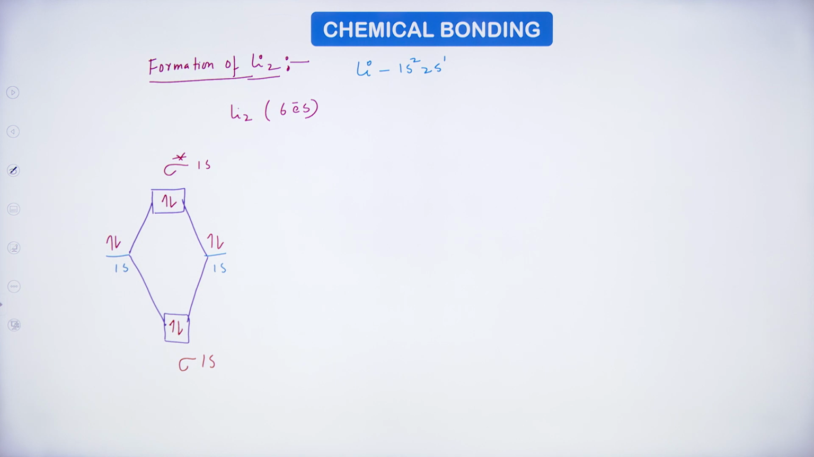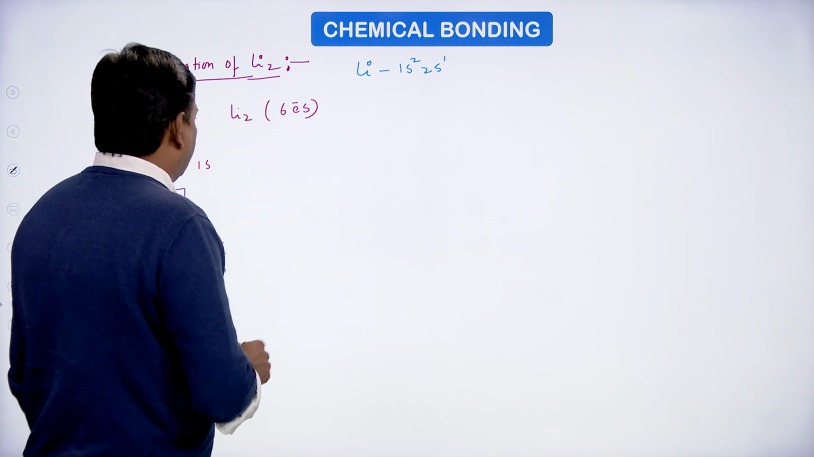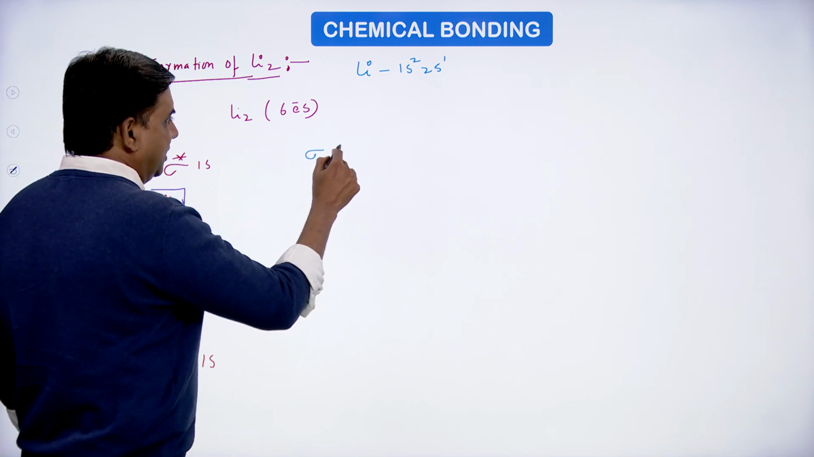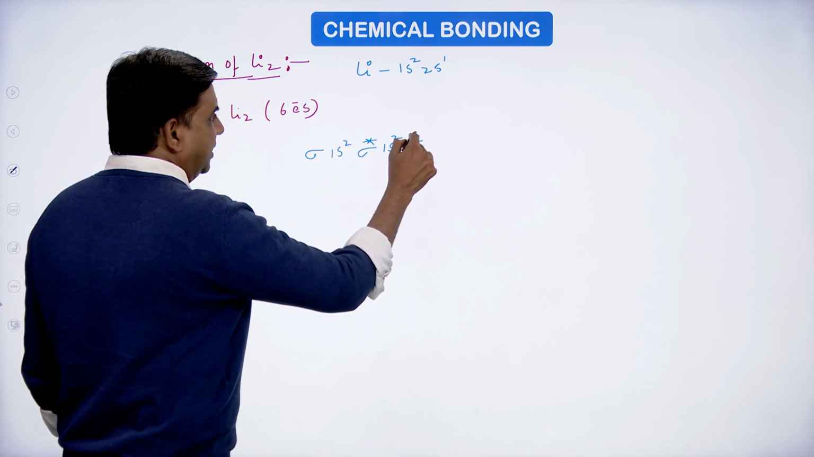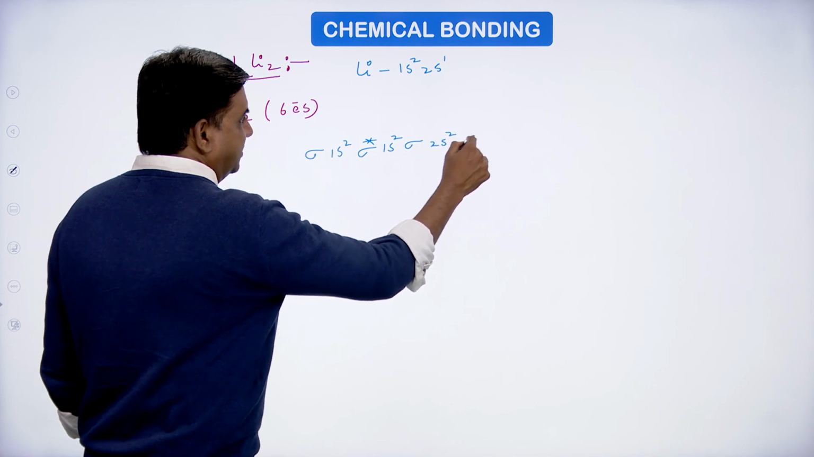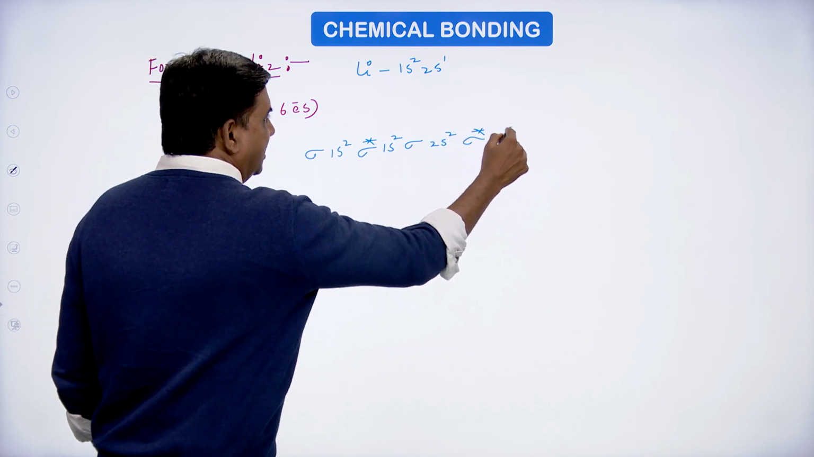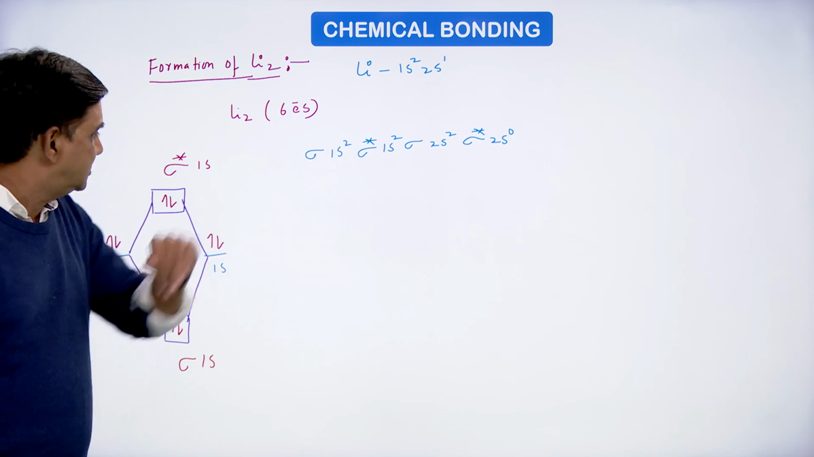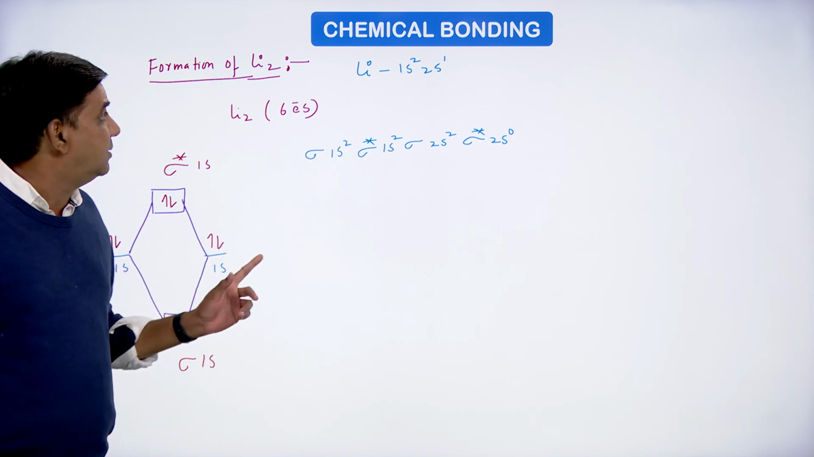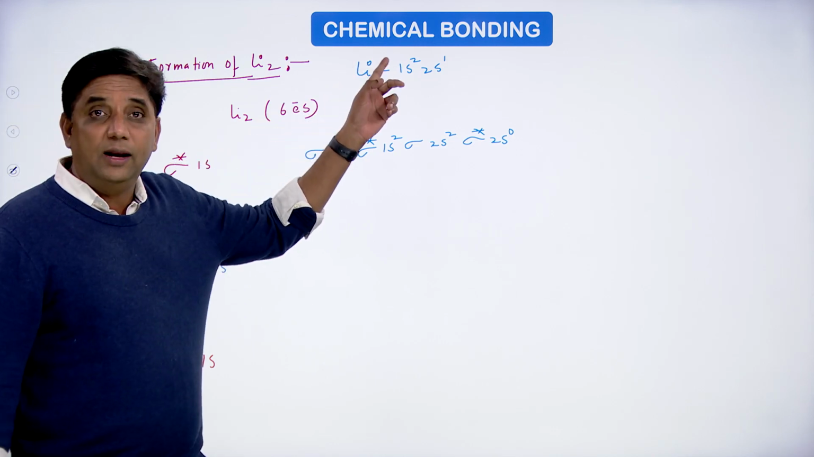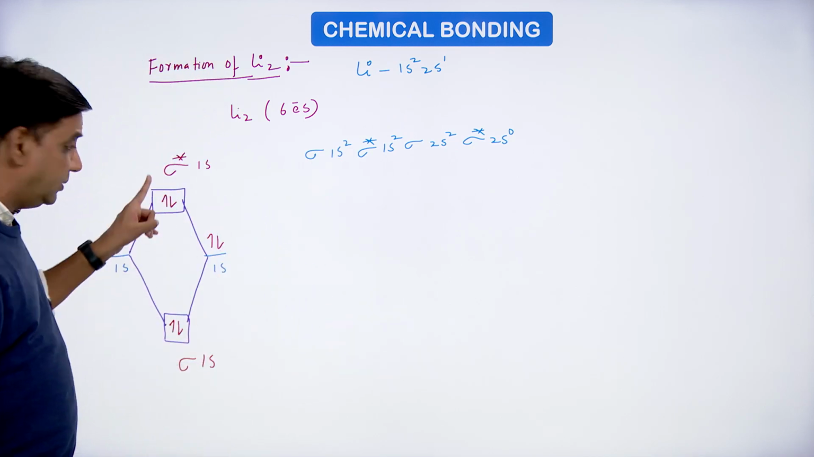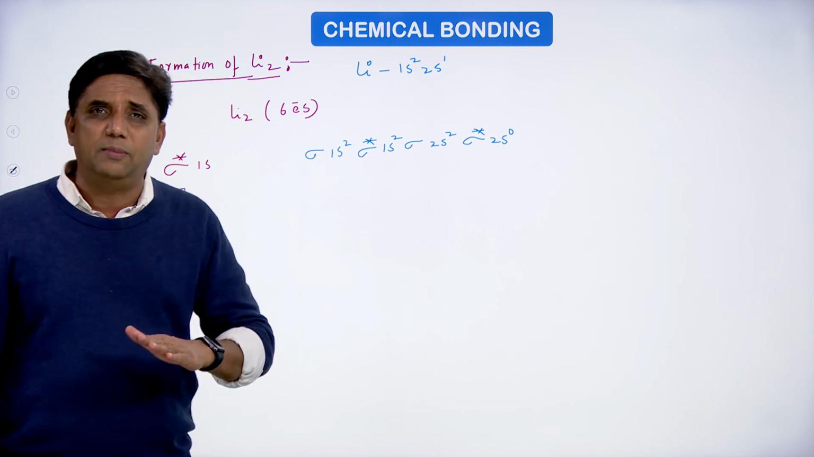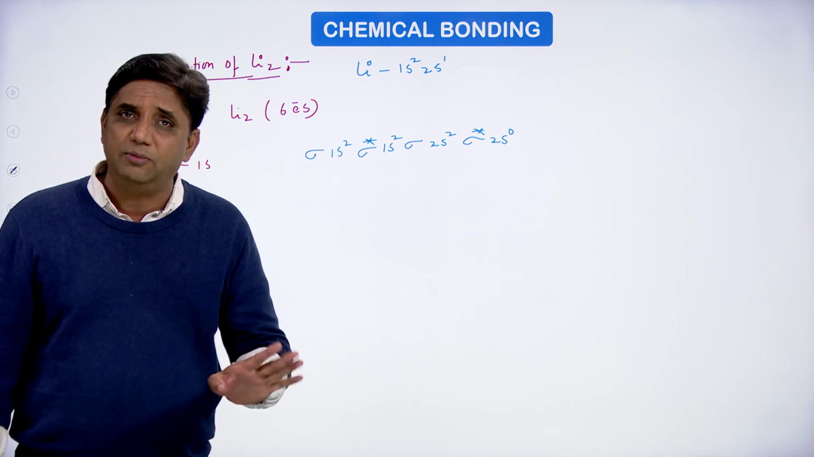So there will be 6 electrons, and the order would be sigma 1s2, sigma star 1s2, and sigma 2s2, sigma star 2s0. Only 6 electrons are filled. The 1s orbital of one lithium atom will combine with the 1s orbital of another lithium atom to form the same diagram. The 1s orbital diagram for all the molecules will be the same.